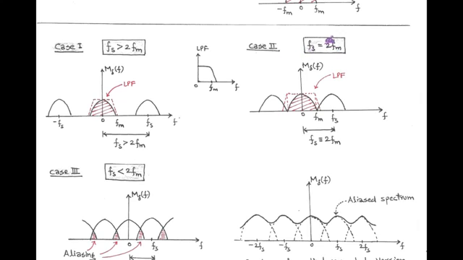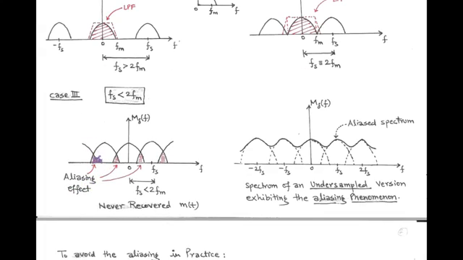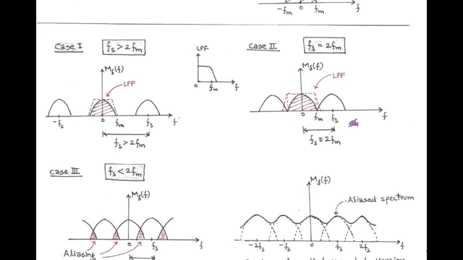In the second case, we consider the sampling frequency equal to twice FM. Then also we can recover the original message signal, assuming an ideal low pass filter. But when we consider the sampling frequency less than twice FM, that is the third case, an aliasing effect occurs. In the aliasing effect, the periodic spectra of the sampled signal overlap with each other and we can never recover the modulating signal. As the sampling frequency is less than twice FM, the resultant spectrum is called the undersampled version and exhibits the aliasing phenomenon. This spectrum is also called the aliased spectrum. So, in order to get the original baseband signal, the sampling frequency must be greater than or equal to twice FM.